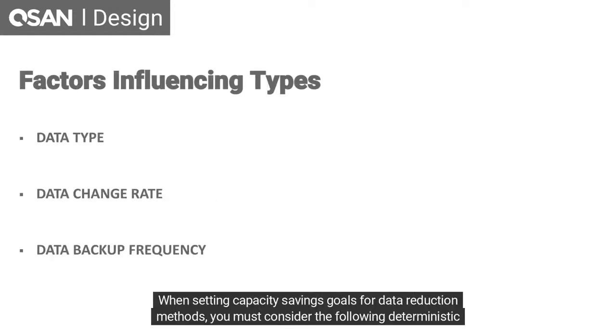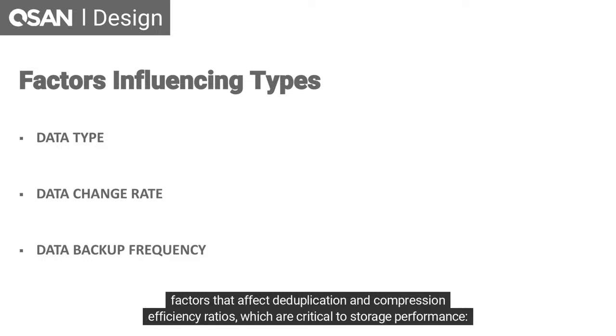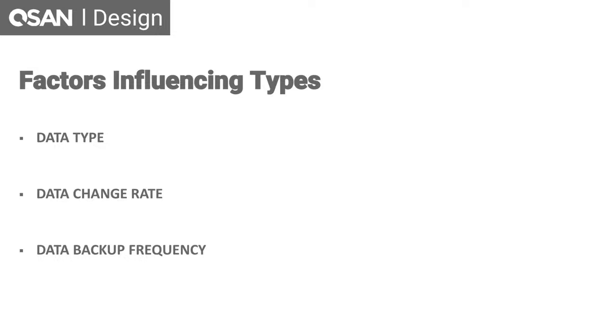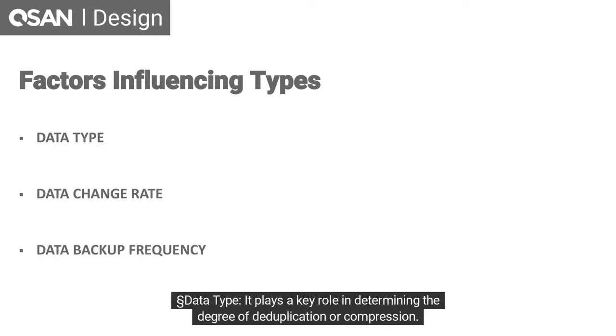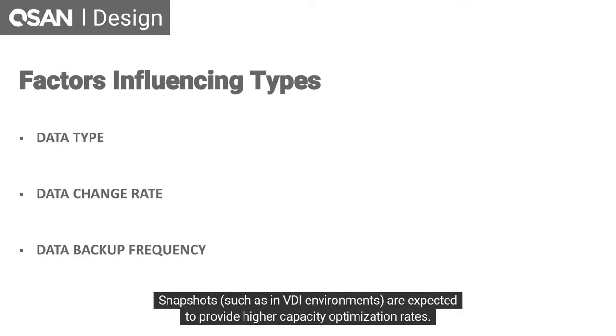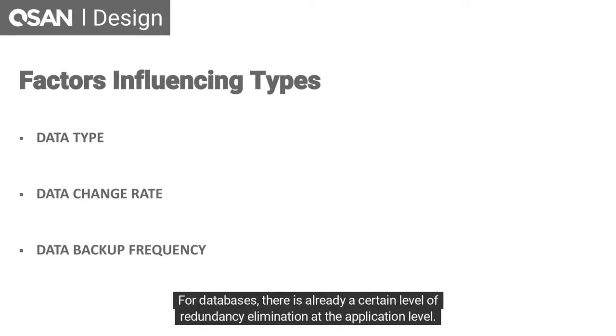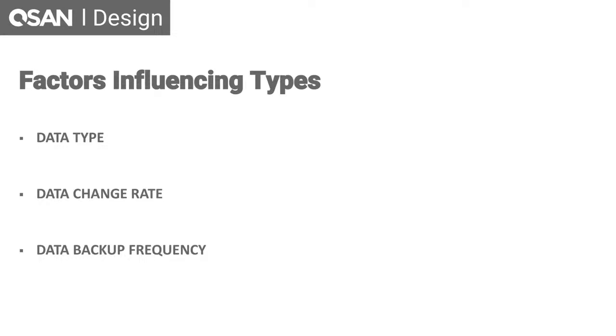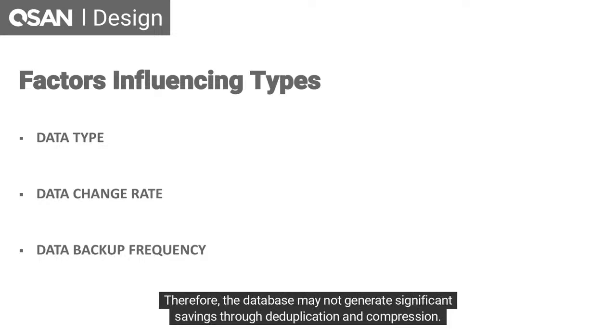When setting capacity savings goals for data reduction methods, you must consider the following deterministic factors that affect deduplication and compression efficiency ratios, which are critical to storage performance. Data type plays a key role in determining the degree of deduplication or compression. Snapshots, such as in VDI environments, are expected to provide higher capacity optimization rates. For databases, there is already a certain level of redundancy elimination at the application level. Therefore, the database may not generate significant savings through deduplication and compression.